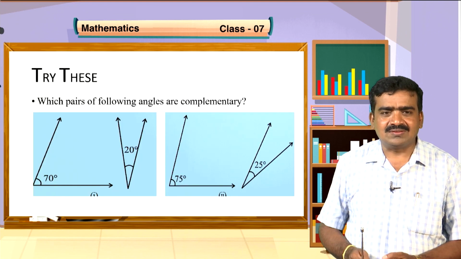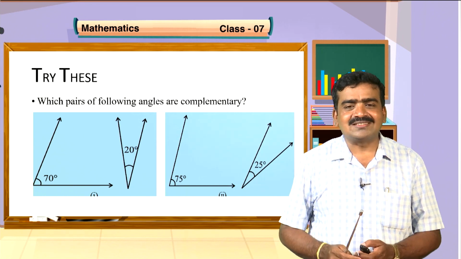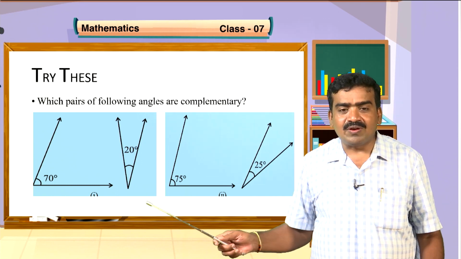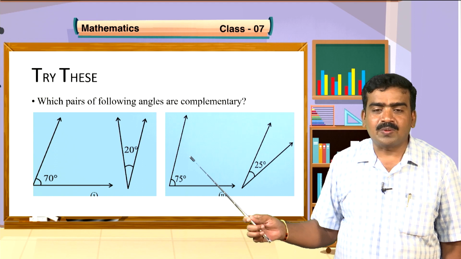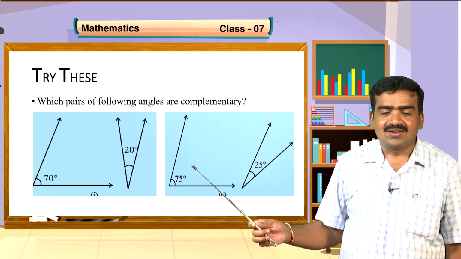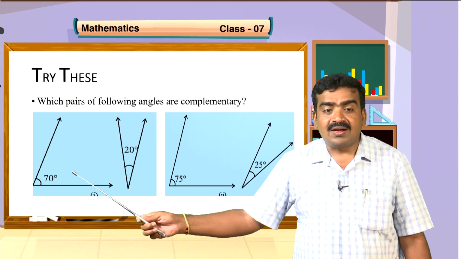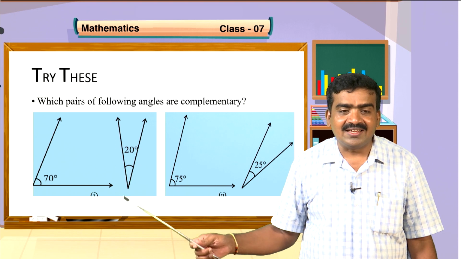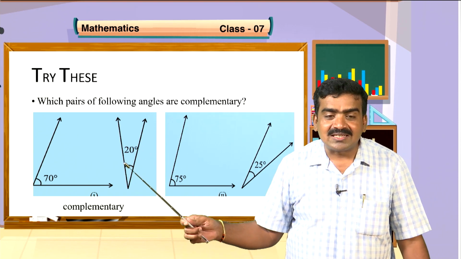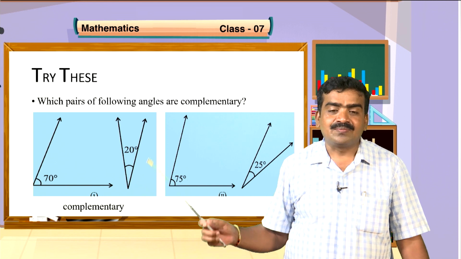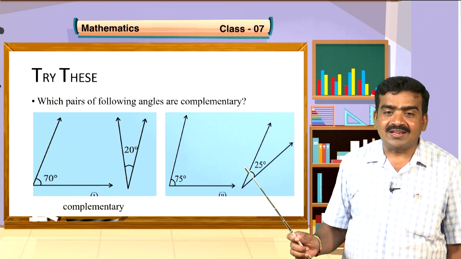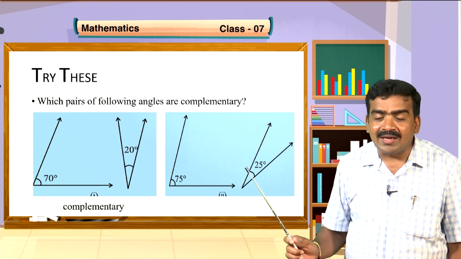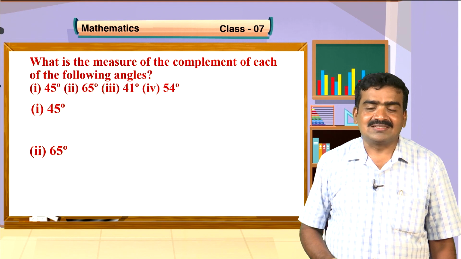You have another question in your textbook: which pair of the following angles are complementary? So, what do we have to do? We have to verify whether these pairs of angles are complementary or not. For that, we have to add these two values. 70 degrees and 20 degrees gives us 90 degrees. Therefore, this becomes an example for complementary angles. What about 75 degrees and 25 degrees? It gives us 100. Therefore, this pair does not form complementary angles.